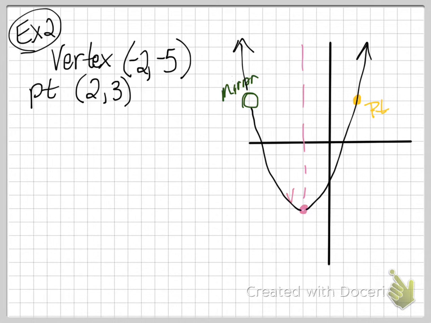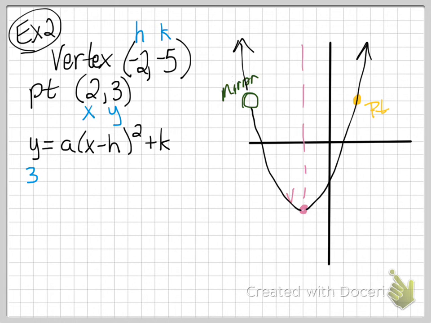Now let's label things. Okay, so I have H in my vertex, that's the -2, K, my -5, and then my point tells me X and Y. Alright, so I got to start. Y equals A times X minus H squared plus K. Easy enough. We're going to plug it in. Alright, so what was Y? Y is 3. So I have 3 equals, well, we don't know A, so we got to leave that as a variable.